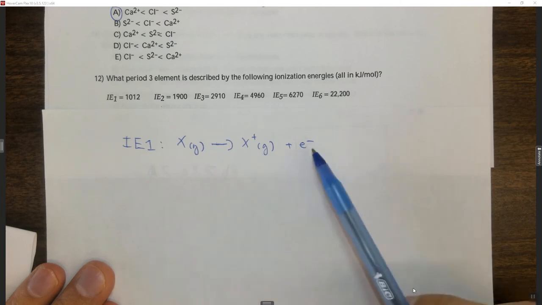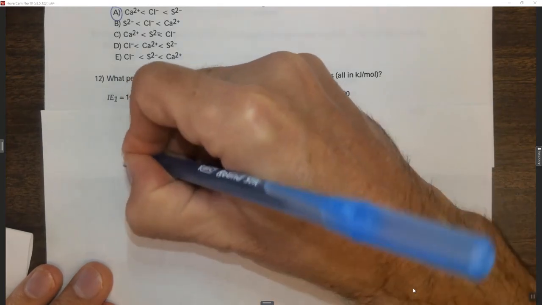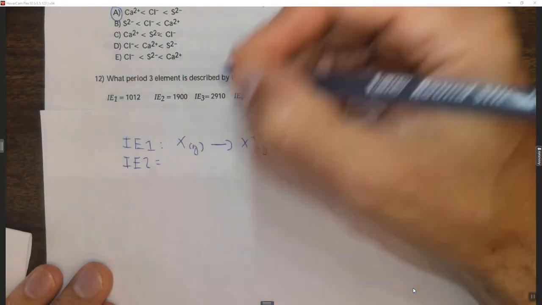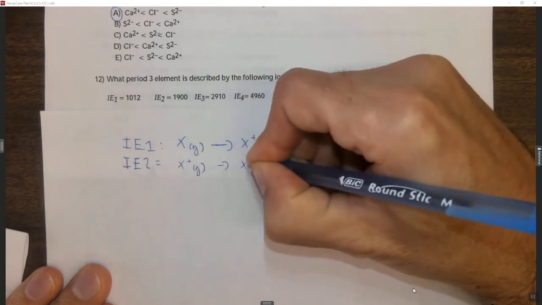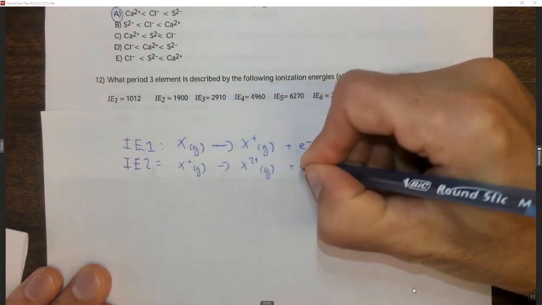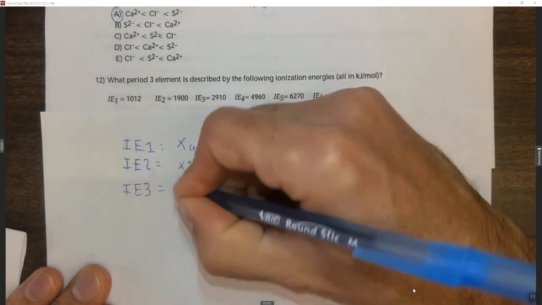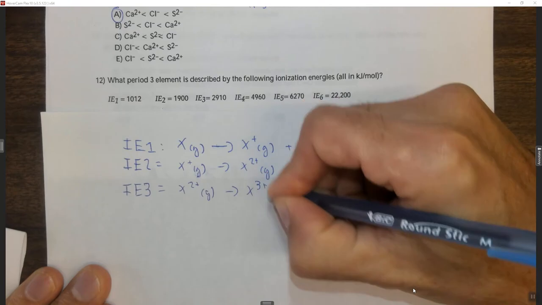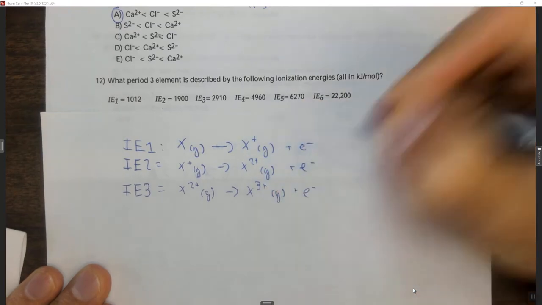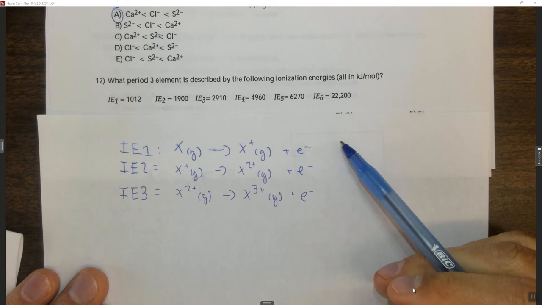Electron affinity is the opposite. Electron affinity would be to add an electron to an element in the gas phase. But we could take away more than one electron. We can look at IE2, which is X+ in the gas phase yields X2+ in the gas phase plus another electron. And we could take away another electron, IE3, which is X2+ in the gas phase yields X3+ in the gas phase plus another electron. And we could theoretically go on until we took all the electrons away from X.